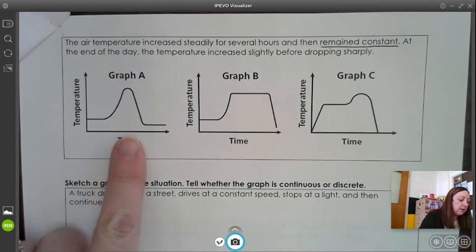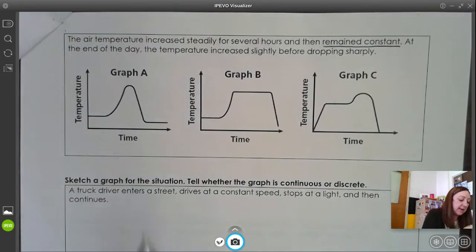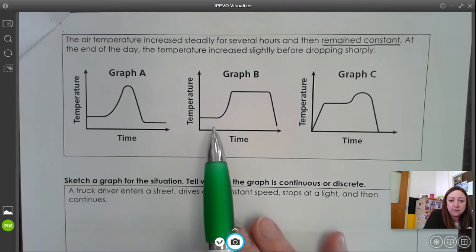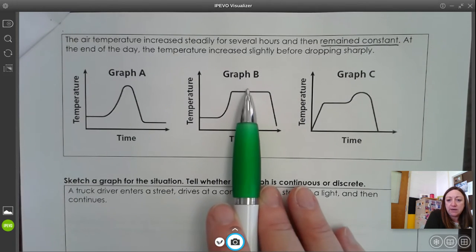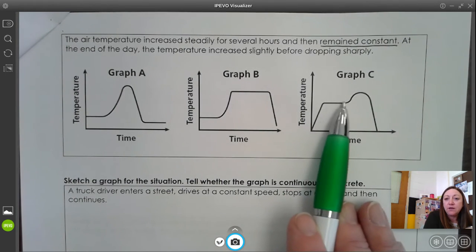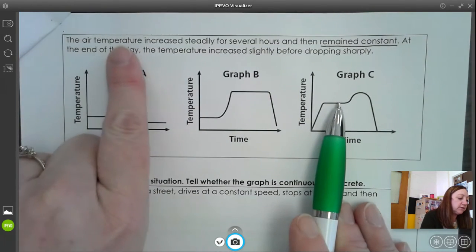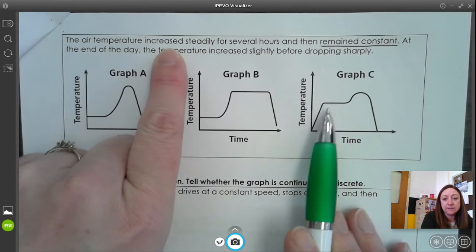So do any of these have remain constant? Well, here they have it remains constant, and here it starts constant. Here we have it happening a couple of times, and here we have it remaining constant there. So let's read what's happening before. First of all, it increased steadily.